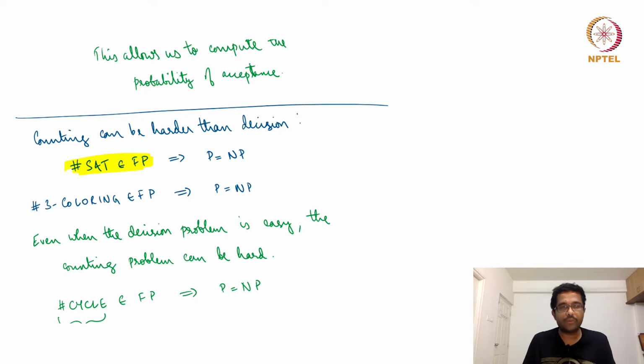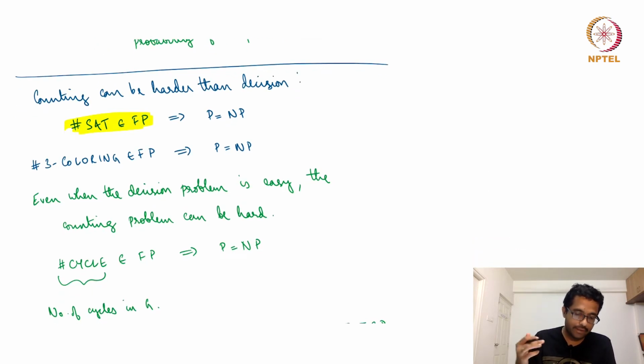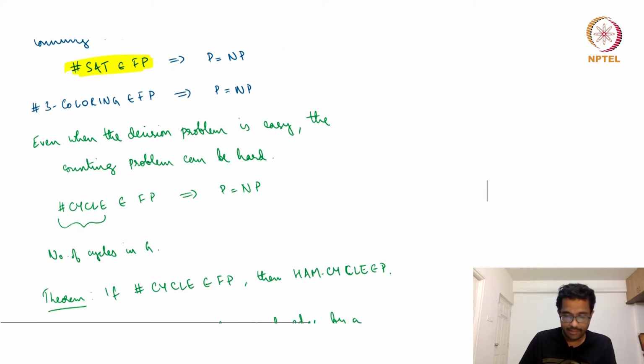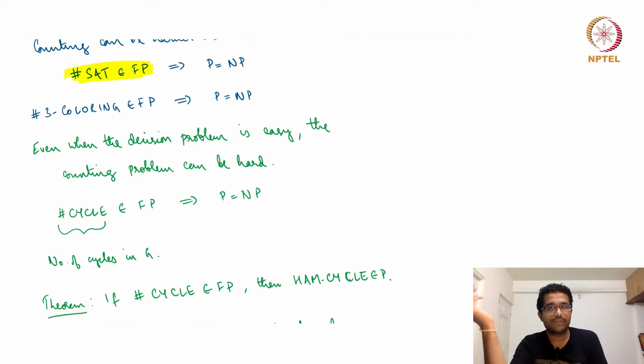If we can count the number of proper 3 colorings, we can decide whether it's 3 colorable or not, which, because 3 coloring is NP complete, would imply P equal to NP. So for these two problems, the decision version is hard, so the counting version remains hard. And as I mentioned earlier, I already illustrated one, bipartite perfect matching. Now we will see another problem, which is just counting the number of cycles.